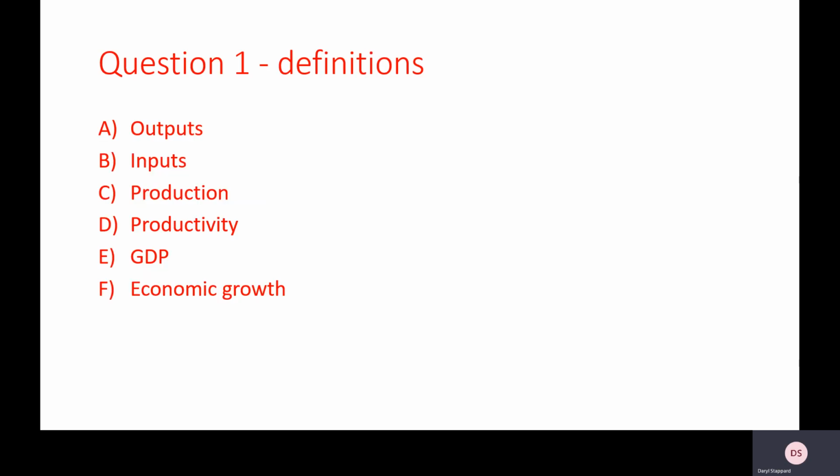Right, so first of all, what I would like you to do, please, can you jot down the answers to question 1? So this is simply some definitions which you should already have a good understanding of. So please have a go at defining outputs, inputs, production, productivity, GDP, and economic growth. If you can now hit pause, and then once you've put down your answers, please click play.